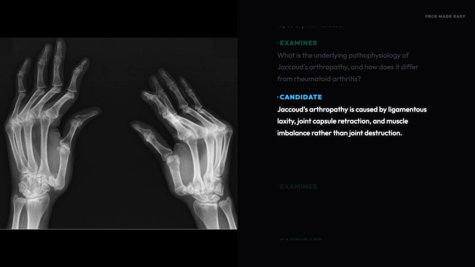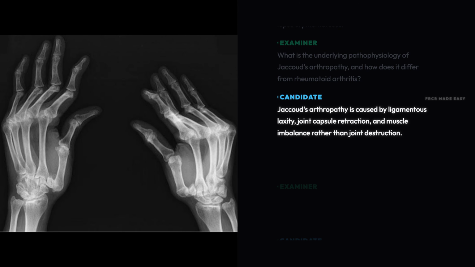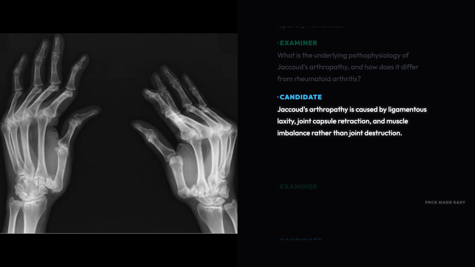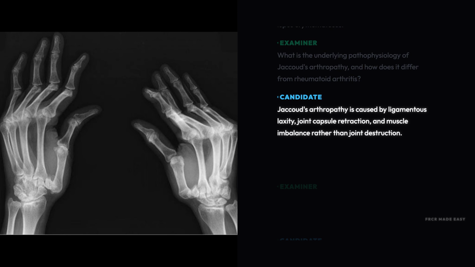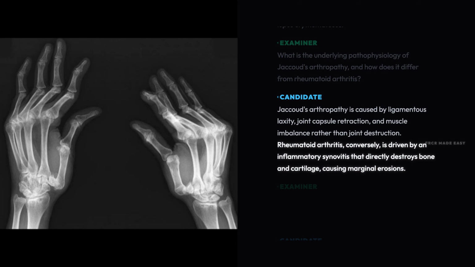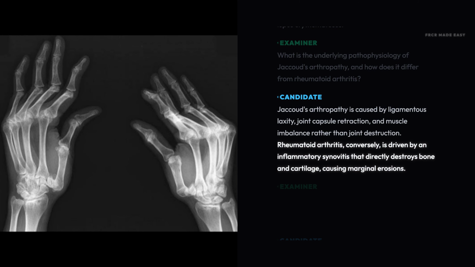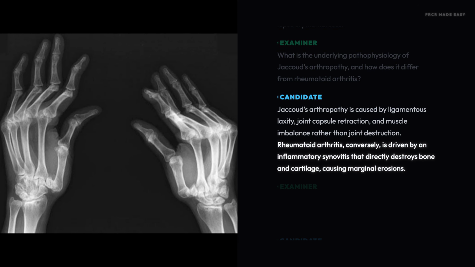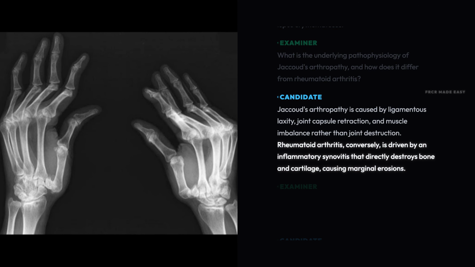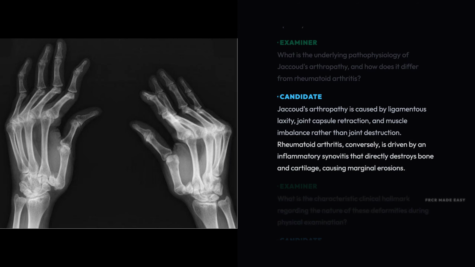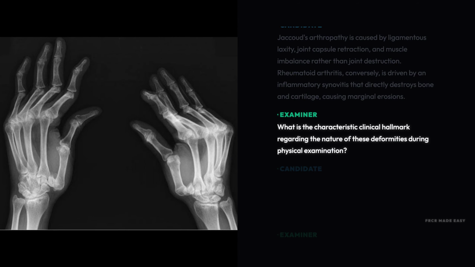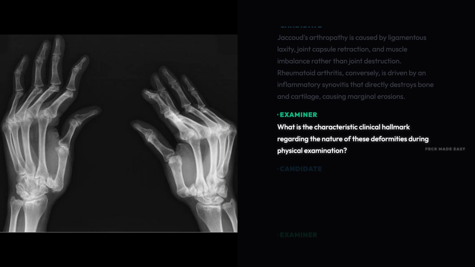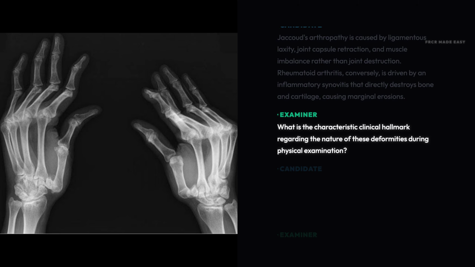Jacquard's arthropathy is caused by ligamentous laxity, joint capsule retraction, and muscle imbalance rather than joint destruction. Rheumatoid arthritis, conversely, is driven by an inflammatory synovitis that directly destroys bone and cartilage, causing marginal erosions. What is the characteristic clinical hallmark regarding the nature of these deformities during physical examination?